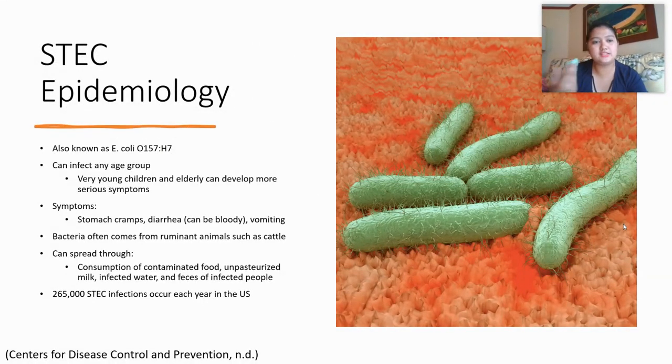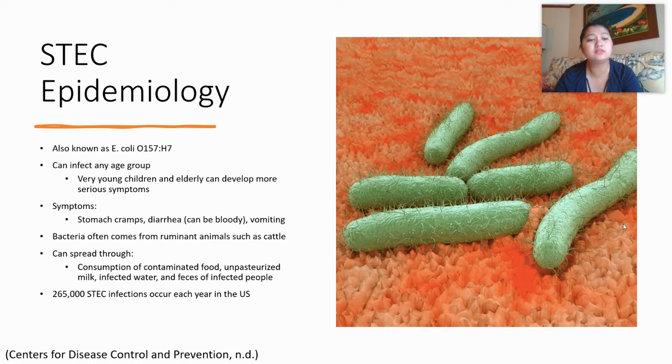So let's talk about this one in more depth. So again, this is the STEC, the sugar toxin E. coli. It's also known as O157:H7. And again, this is the one that is related to food poisonings when there's a food outbreak, like when there was a point in time where there was a lettuce E. coli outbreak and stuff like that. So this would be the bacteria that is responsible for that.